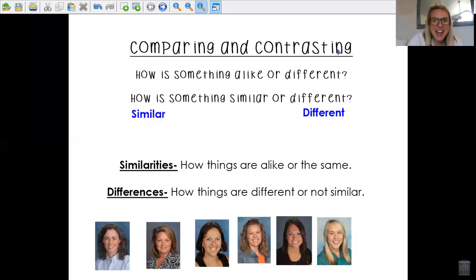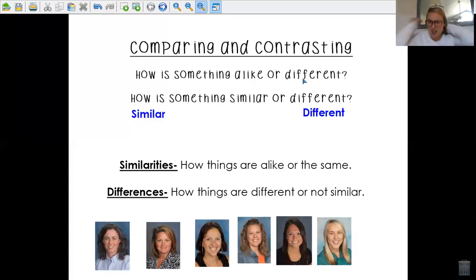Awesome. Now, our new standard and new topic for language arts or reading is comparing and contrasting. And the major question that we have when we're comparing and contrasting things is, okay, what does that even mean? Comparing and contrasting, that sounds really strange. Like, I don't even understand that. Well, comparing and contrasting means how is something alike or how is something different? So go ahead and write that question down now. How is something alike or how is something different?